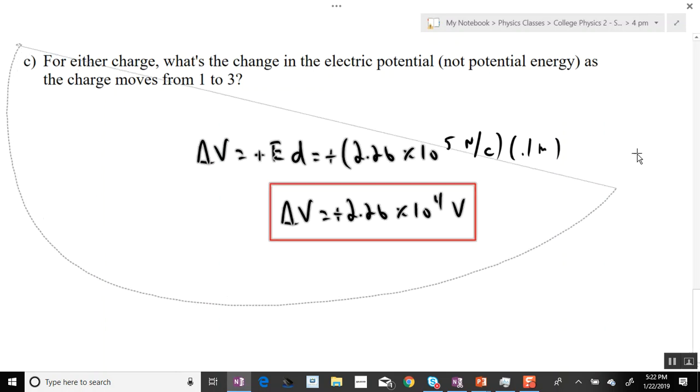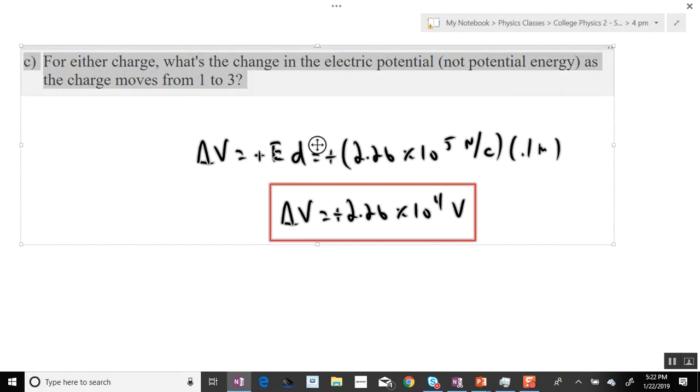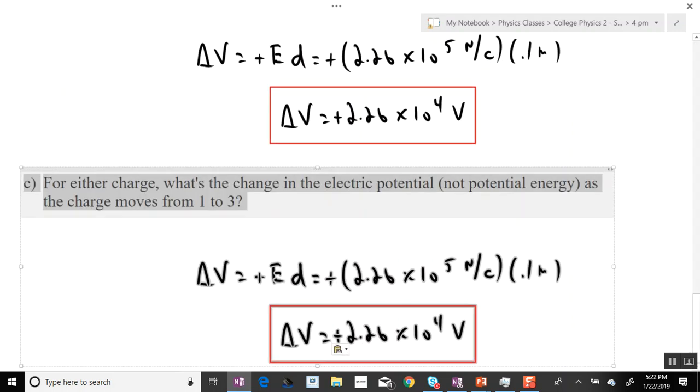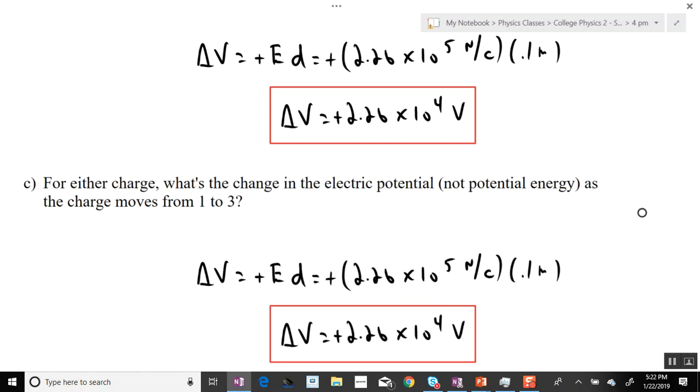I mean, these questions aren't super hard, and the equation's pretty easy, but you gotta get your signs right, because that's a gigantic problem on a quiz or a test or the homework, right? You gotta make sure all the signs are correct.